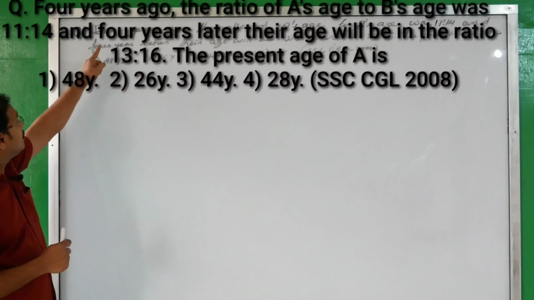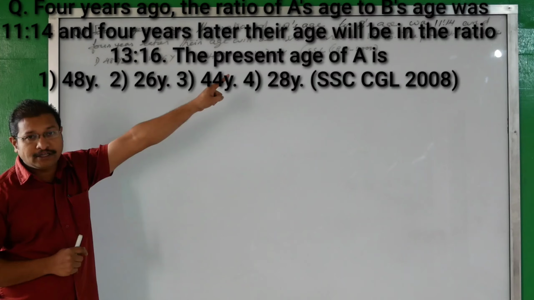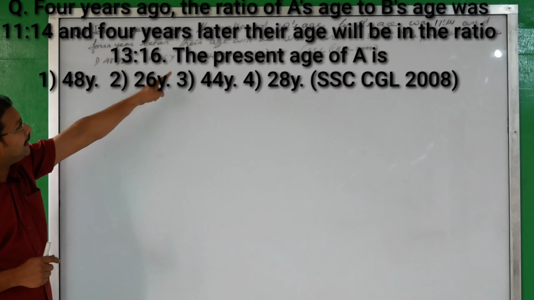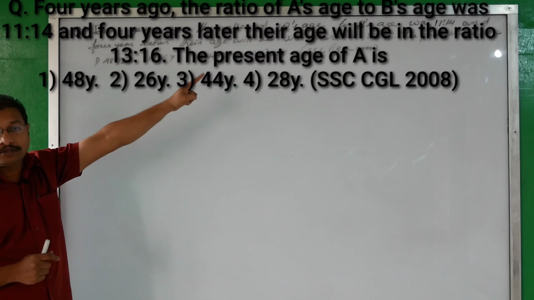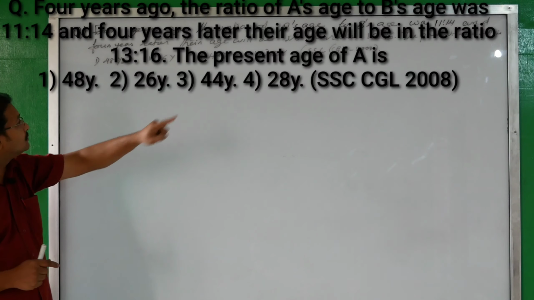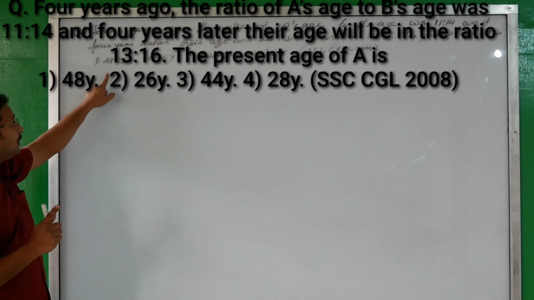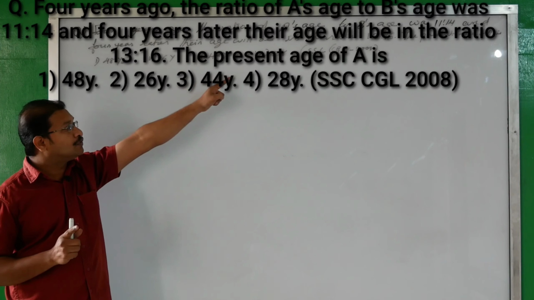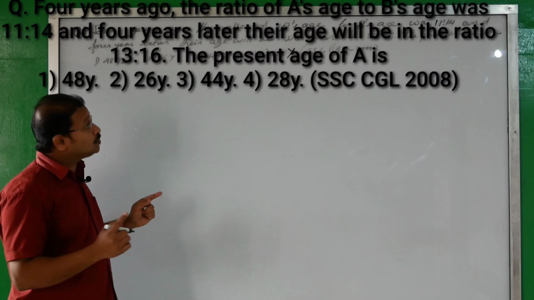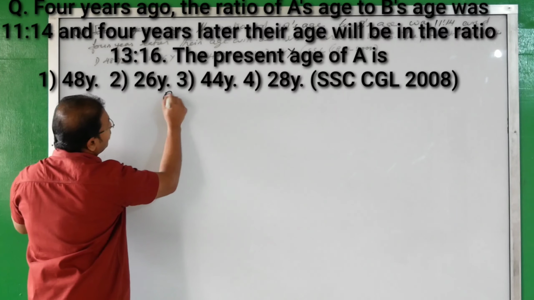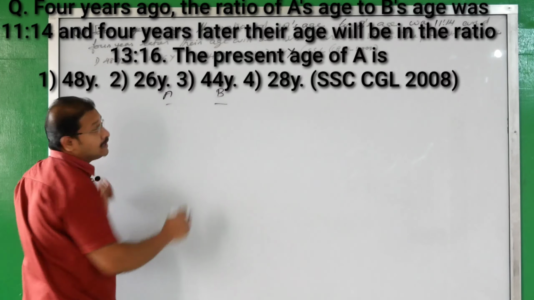4 years ago, the ratio of A's age to B's age was 11:14, and 4 years later their ages will be in the ratio 13:16. The present age of A is, options are given: 1) 48, 2) 26, 3) 44, and the fourth one is 28. That means in this question there are two persons, A and B. So we are keeping A and B. Let's see the condition now.